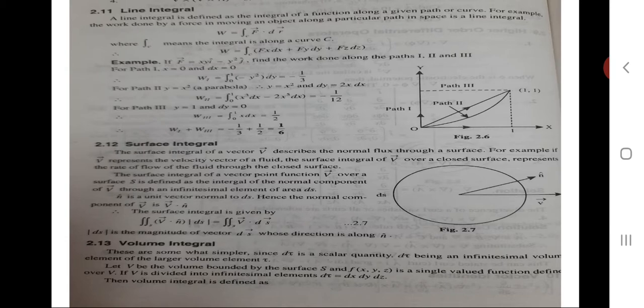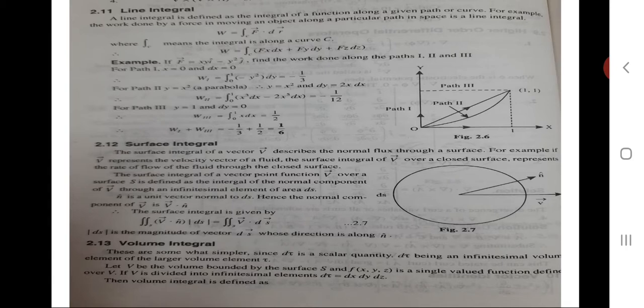For the second path, this second path is a parabola, therefore y is equal to x square. Therefore dy is equal to 2x dx. Therefore work done for the second is integration from 0 to 1 in bracket x cube dx minus 2x^5 dx, which is equal to minus 1 upon 12.